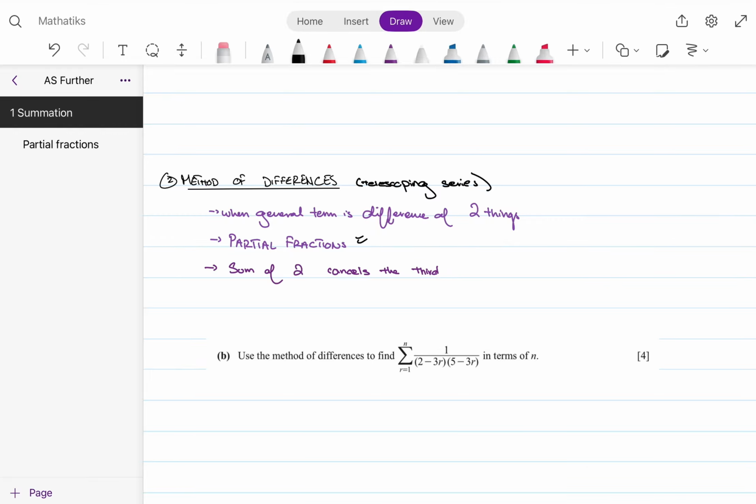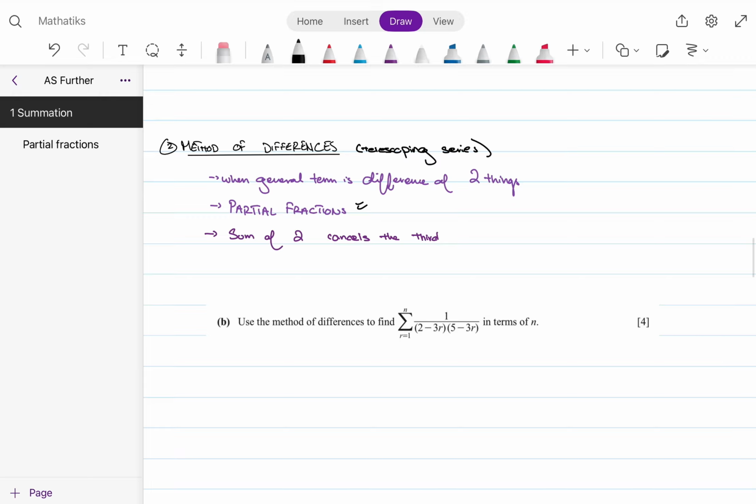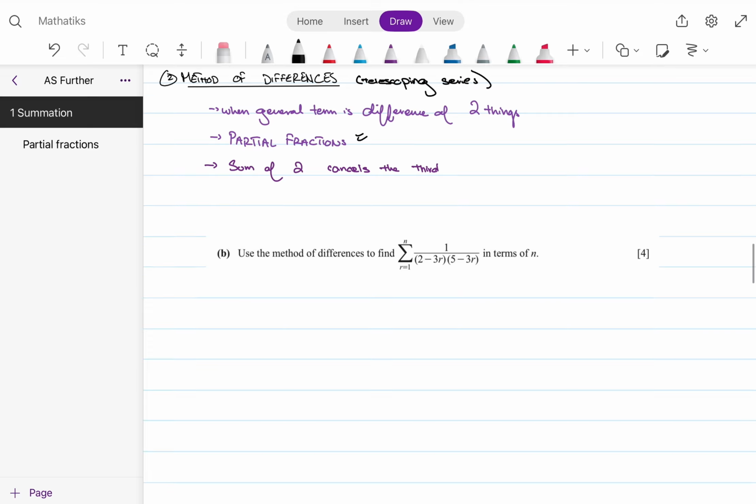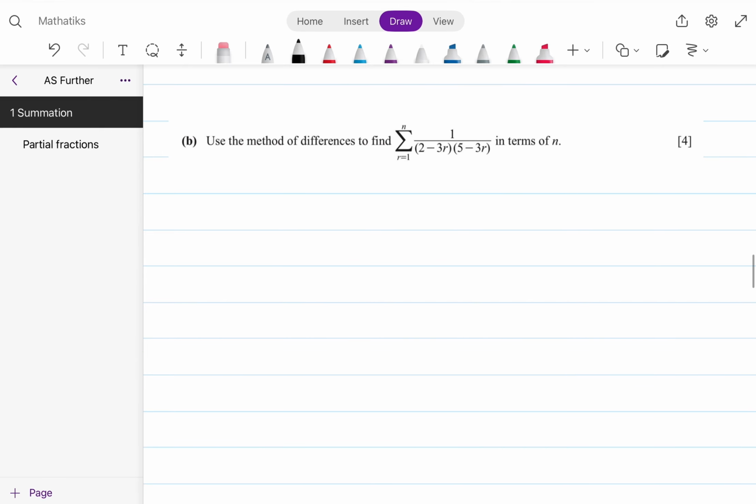Method of differences is really satisfying. It only really gets difficult or tricky when you have the sum of two terms canceling the third. Okay, let's do this part of the question. So the first thing we're going to do is break this down because they've told us to do method of differences. So 1 upon 5 minus 3r.